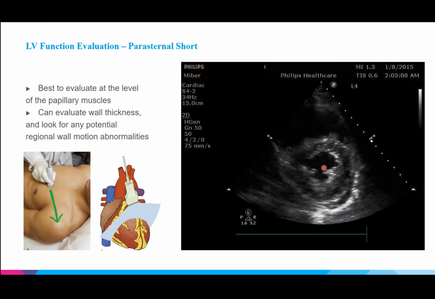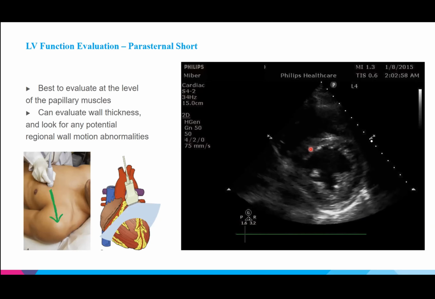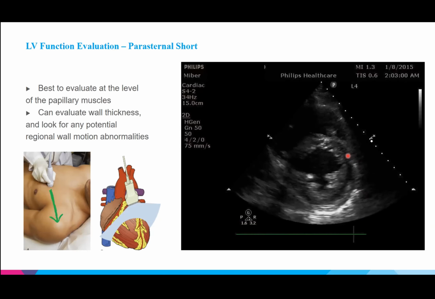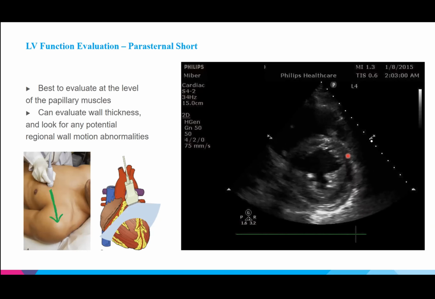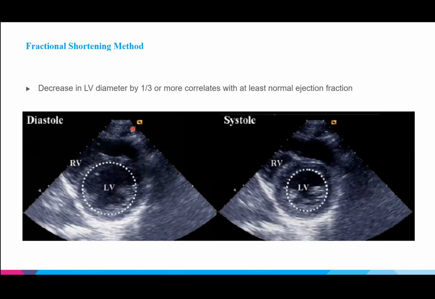And really what you want to use this view to see is all aspects, all sides of the left ventricle: are they moving concentrically and equally? And is there appropriate shrinking of the cavity size with each contraction? You can also pay attention to the thickness of the LV wall, because that might be concerning if it's too thick for something like a hypertrophic cardiomyopathy. But really for LV function purposes, you're just looking at what's called the fractional shortening method.